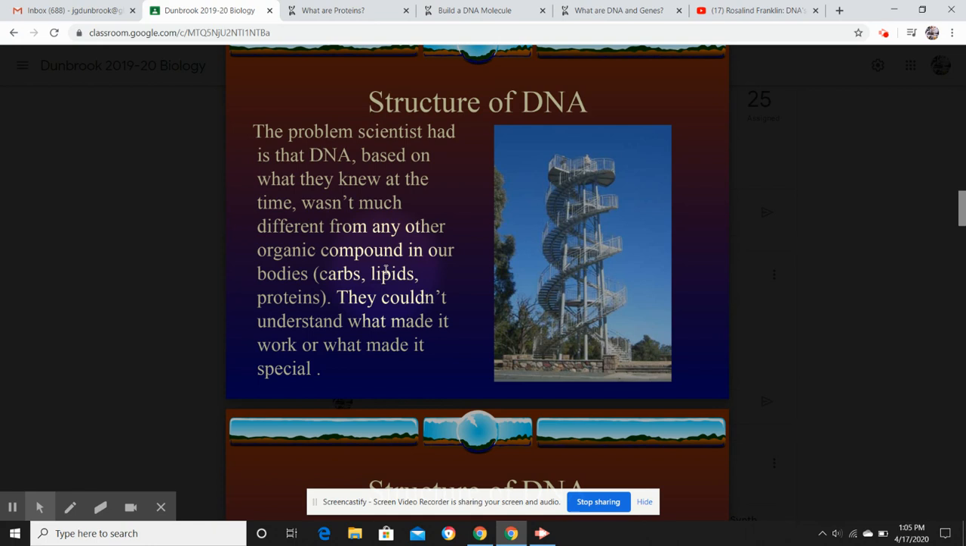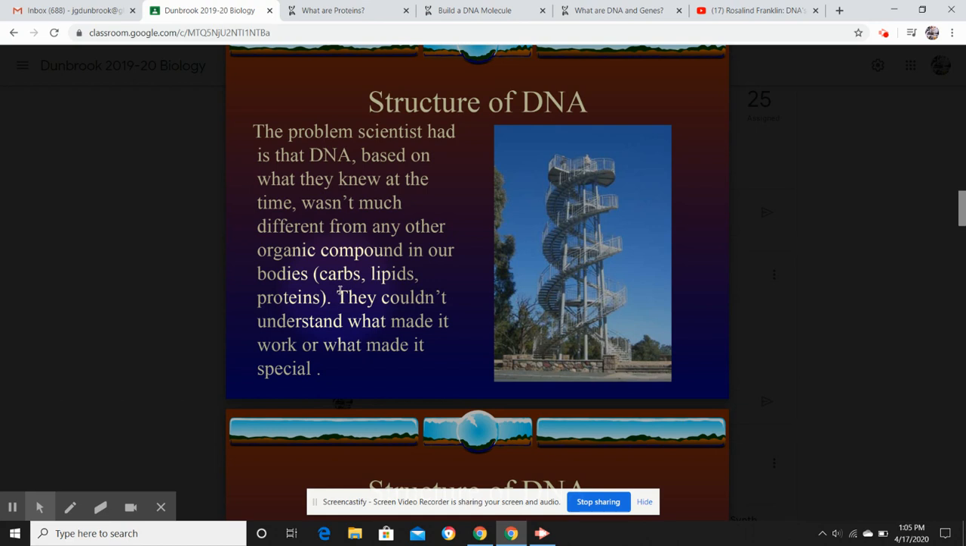You guys learned these in chapter 2. Everything also has carbohydrates, lipids, and proteins. DNA is one of the nucleic acids. So there's 4 things that all living organisms contain, 4 big macromolecules, and they are carbohydrates, lipids, proteins, and nucleic acids. You guys have heard of those the whole year.